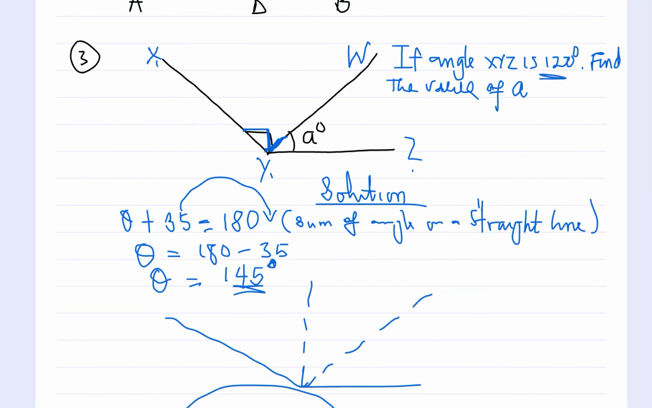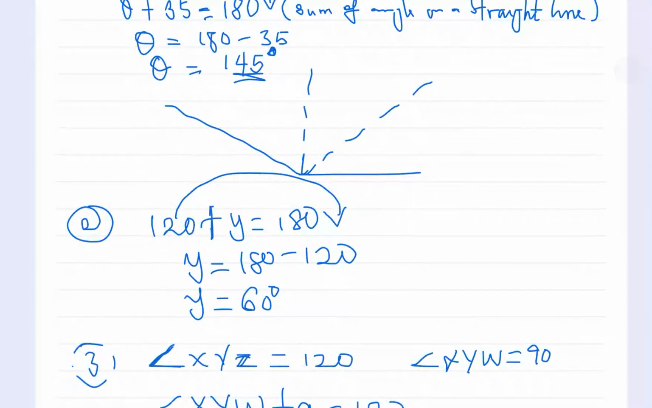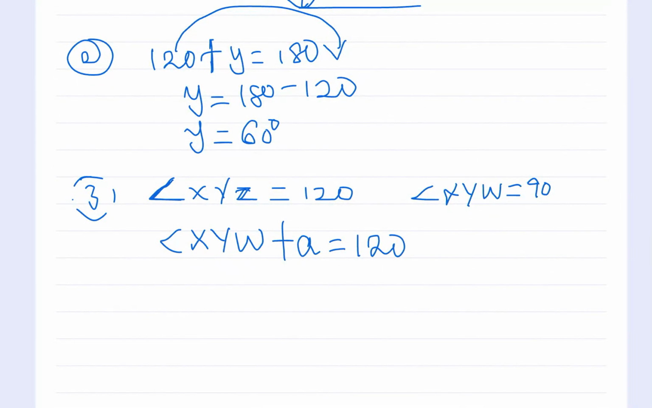They said this angle XYZ is 120, and you can see XYZ is an obtuse angle. And our angle A here is an acute angle. That means the answer we are going to get will be lesser than 90 degrees. Let's check. Our answer should be less than 90 degrees if we are correct.